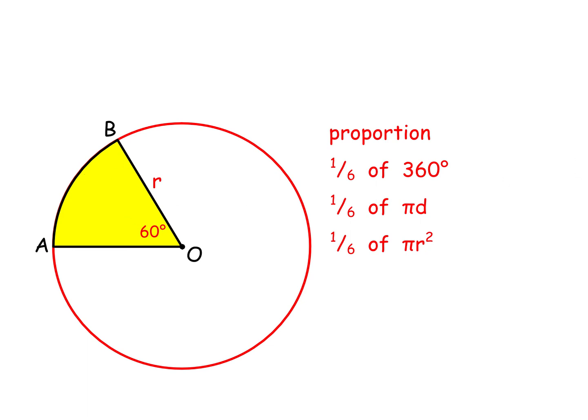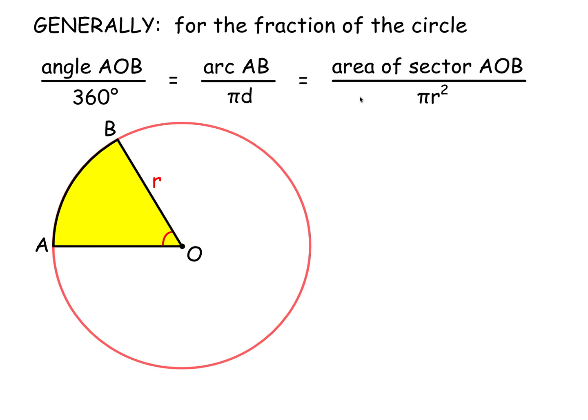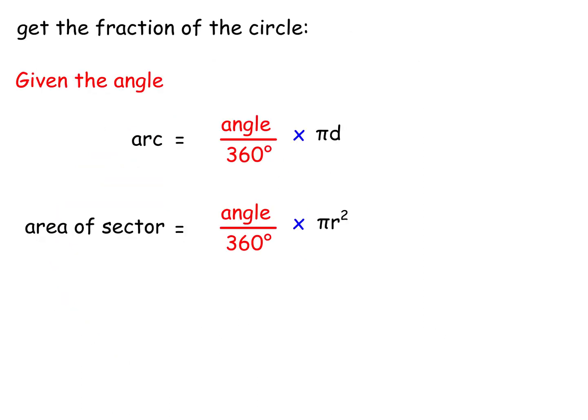In general, to get the fraction, if you're told the angle, you make that as a fraction of 360 degrees. If you're told the arc length, make that as a fraction of pi d. If you're told the area of the sector, make that a fraction of pi r squared. Whatever fraction the angle is, the arc will be the same fraction and the area will be the same fraction. So they're equal. So basically, in the questions you're about to see, the key thing is to find out the fraction of a circle that you have.